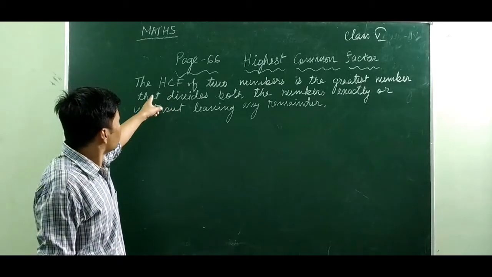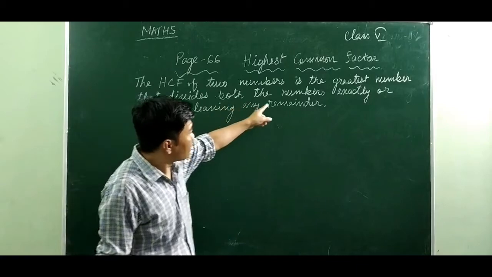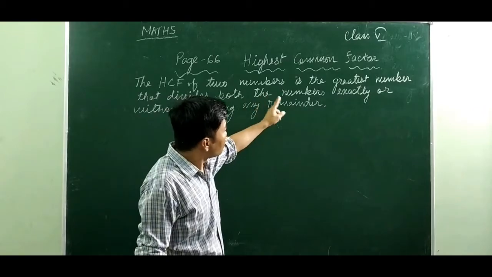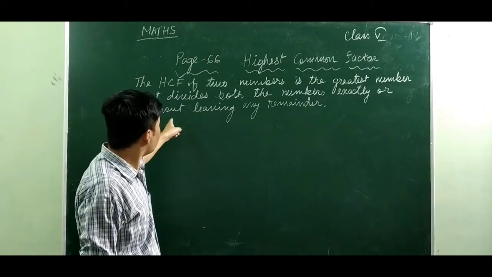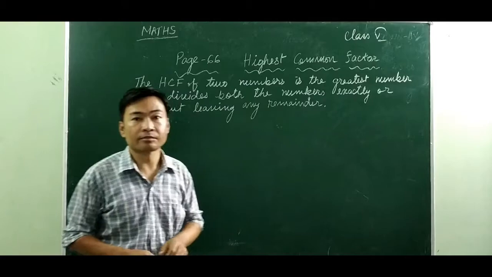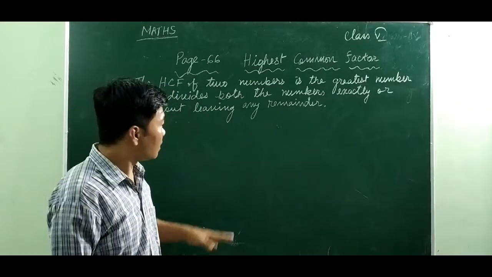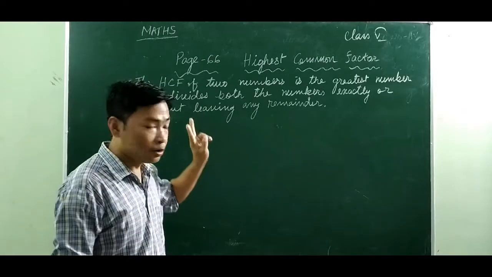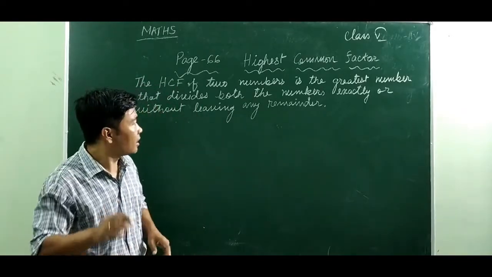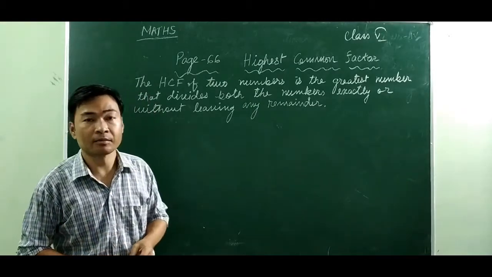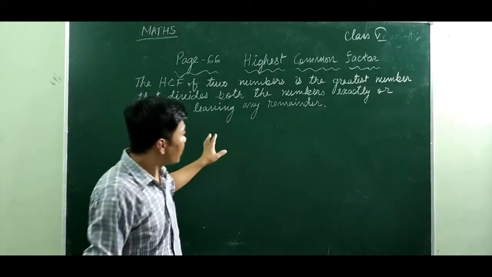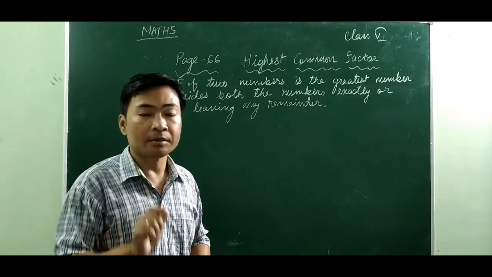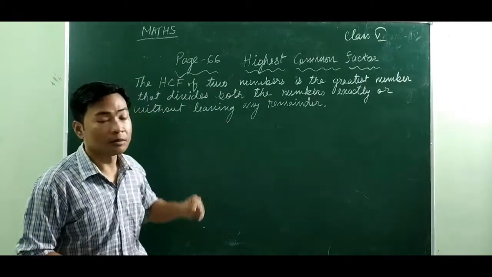The HCF of two numbers is the greatest number that divides both the numbers exactly, or without leaving any remainder. So if you understand the meaning of this definition, it means that for two given numbers, there has to be one such number that, when it divides both numbers, leaves no remainder, and that number is the highest common factor.